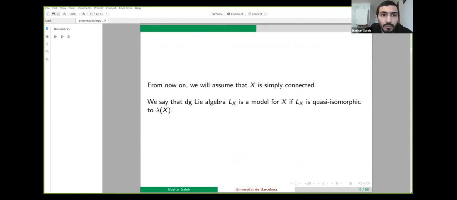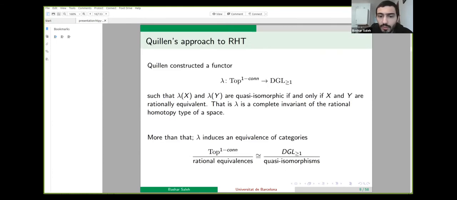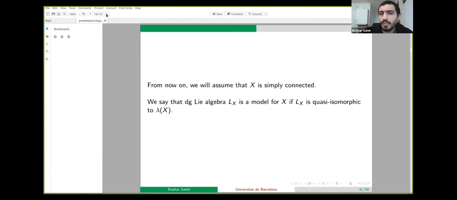So we have an equivalence of categories when we localize the category of simply connected topological spaces, and when we localize the category of positively graded DG Lie algebras with respect to quasi-isomorphisms. From now on, we will just assume that X is simply connected. And we say that a DG Lie algebra L_X is a model for X if L_X is quasi-isomorphic to λ_X.